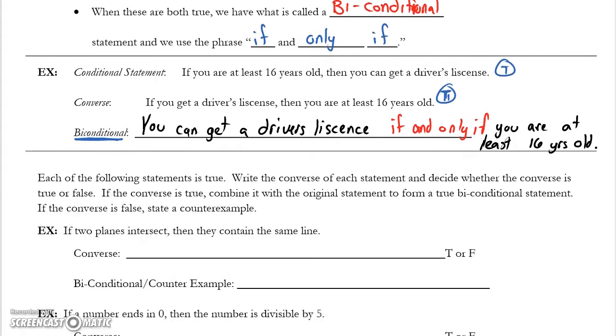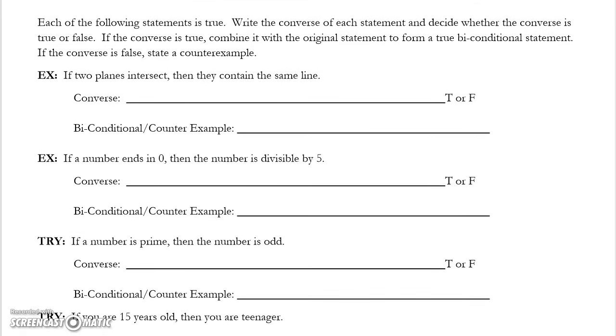So, let's get a few more practice problems here. Each of these following statements is true. So every conditional statement I've given you down here, you can assume is already automatically true. We're going to write the converse of our conditional, determine if that's true or false. If it's true, we have a biconditional statement. If it's false, then we should be able to provide a counterexample. So let's go ahead and take a look at our first one.